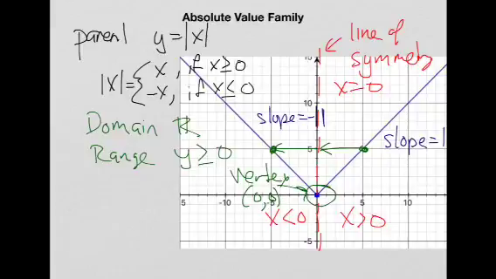This will be nice when we look at dilations, because it's easy to see the dilation of a line. The dilation of a line is a slope. Since the absolute value is just two lines put together, I can see the dilation in looking at the slope of these lines.